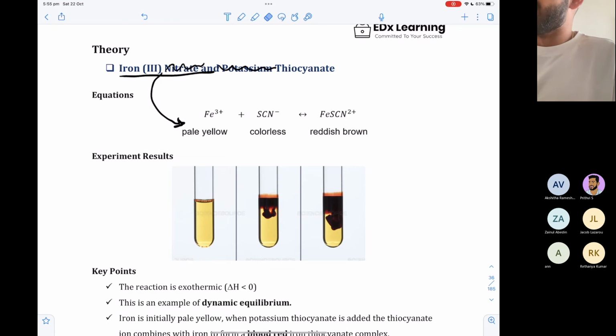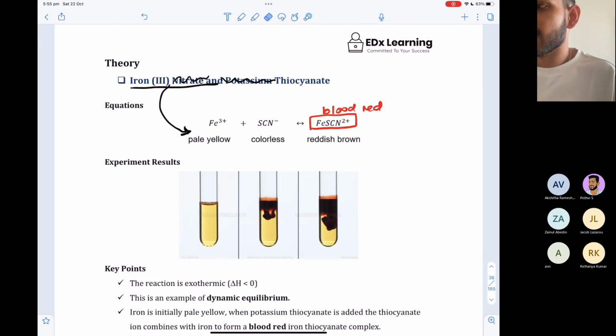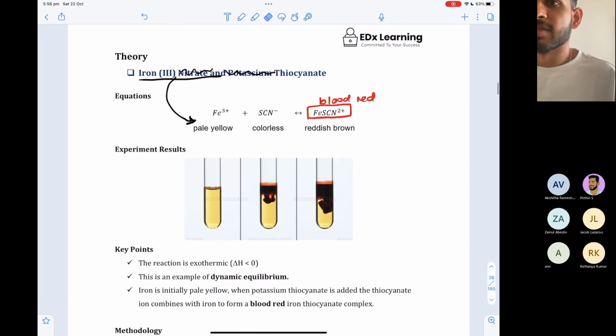The last thing I want you to remember is that this forms a blood red color. It's the iron combined to the thiocyanate, which gives you a blood red color. And you can see that right there, right? Again, this is a colored equilibrium, so you'll see color changes as things are added and removed, etc.